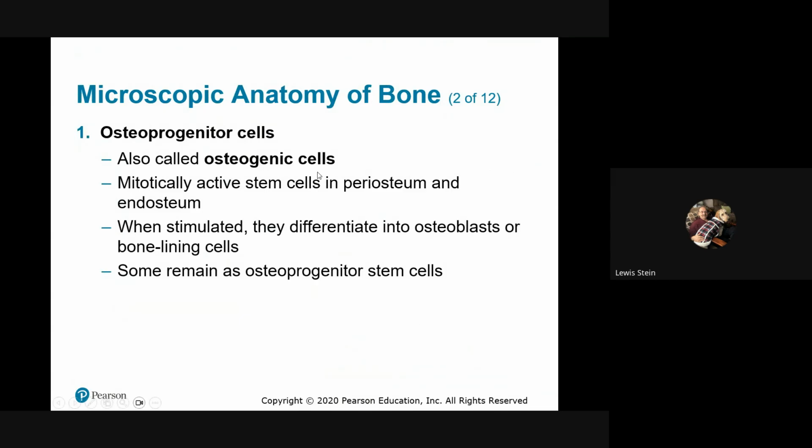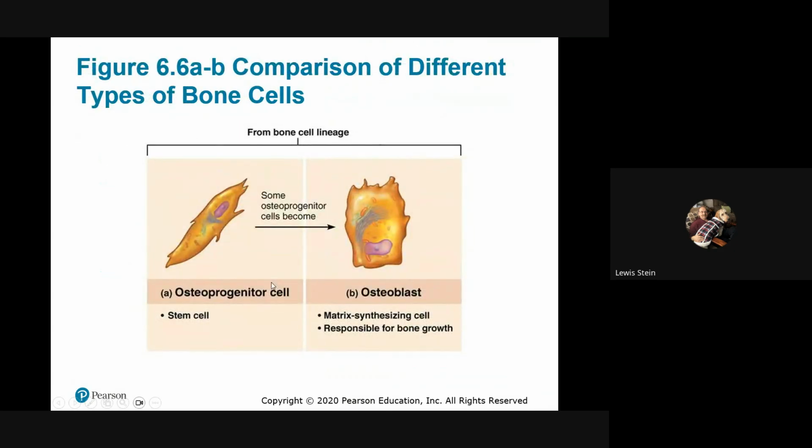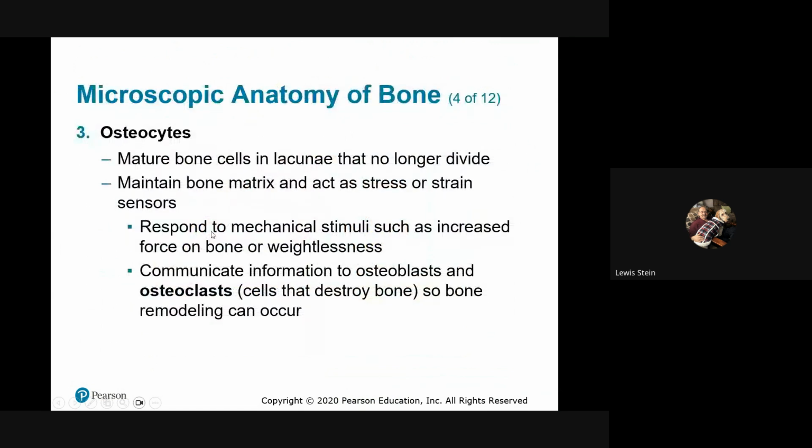So osteogenic cells, stem cells, fine, happy dance. Osteoblasts, the unmineralized bone matrix called osteoid, fancy name. Collagen and calcium binding proteins. Collagen, 90% of the bone protein. That's why we have so much collagen everywhere in our bodies. They're very active. They have some pictures there. So they really don't see a lot to them.